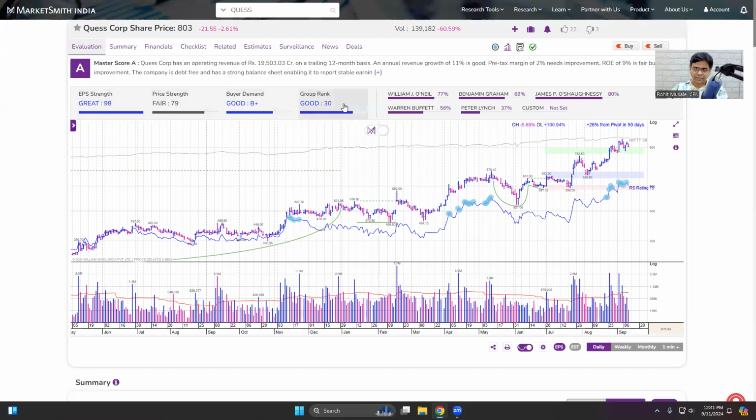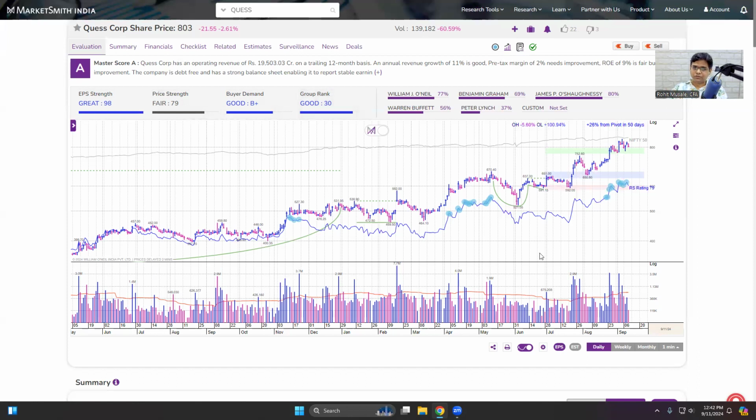Then you have the ratings and rankings. This is the most important thing here. Earnings strength, price strength, institutional demand, and industry group ranking. That quickly tells me where this company stands relative to the rest of the market and relative to its own sector and other sectors as well.